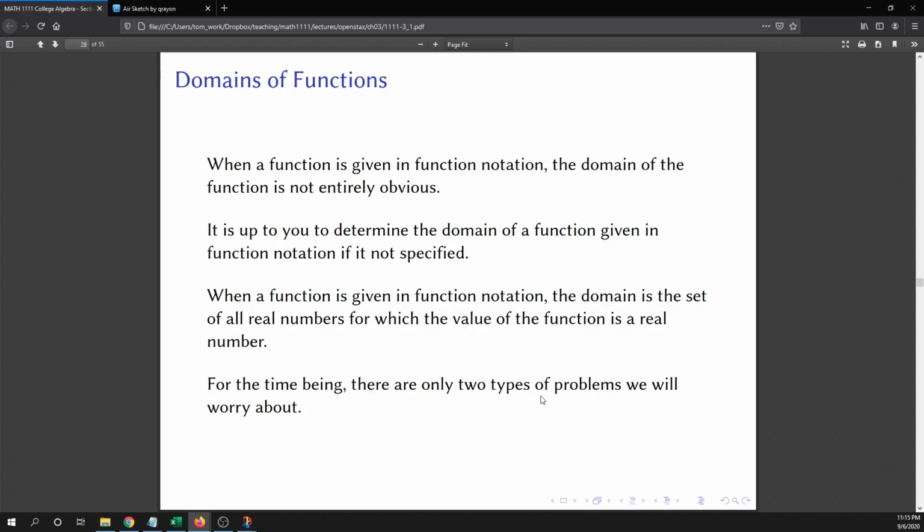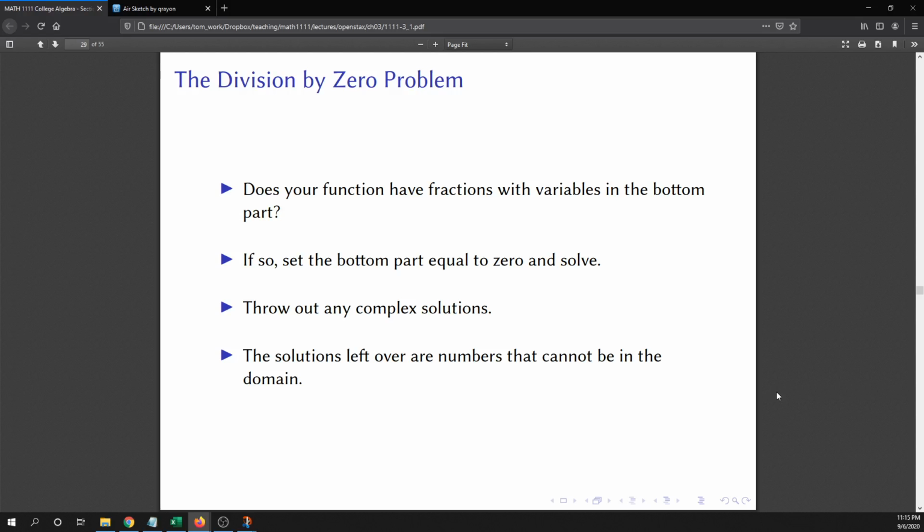As you move forward in your math courses, you will encounter other situations that you have to look for. You'll have a list of things that you need to be looking for. But for the time being, in our class, we're only going to have two, and then we'll probably add another one towards the end of the class. So I'm going to talk now about what those two problems are. The first one is a division by zero problem.